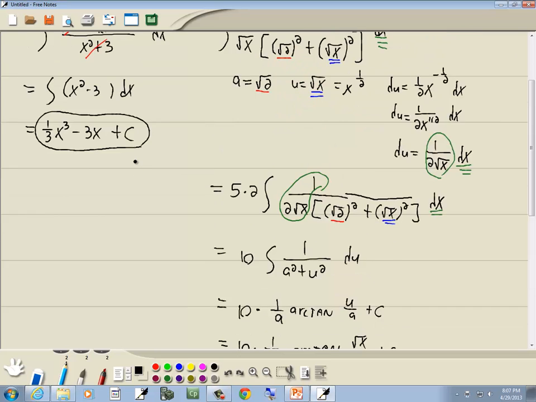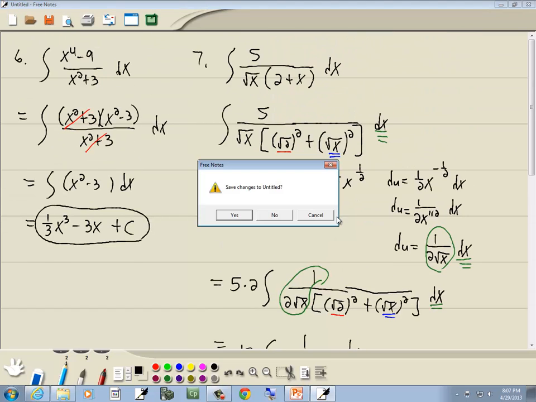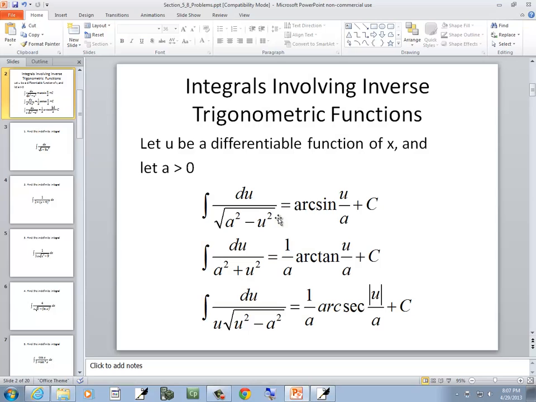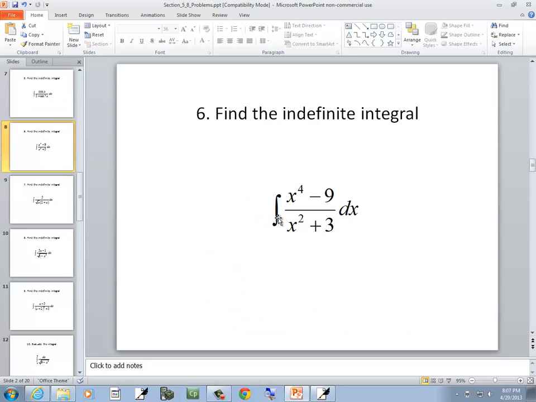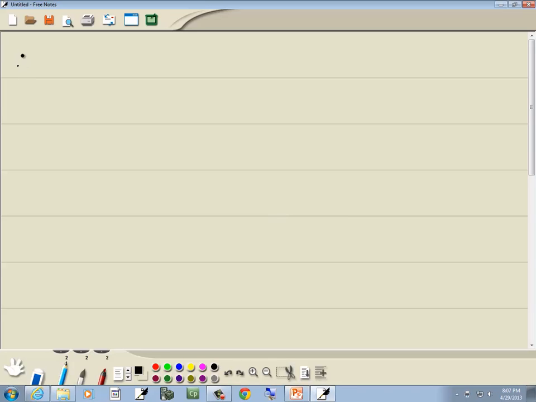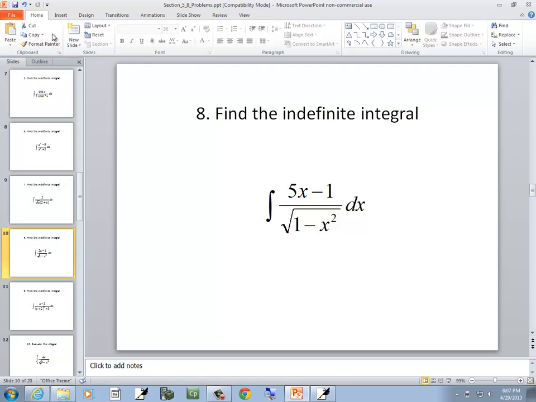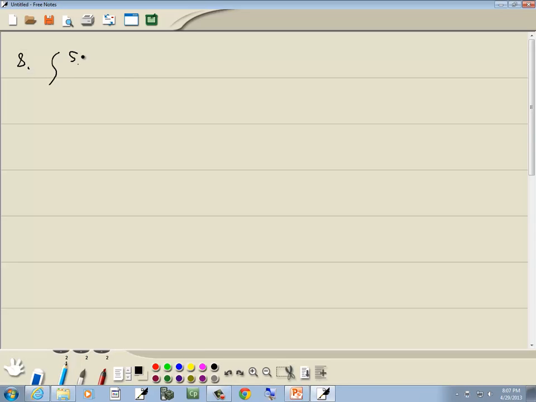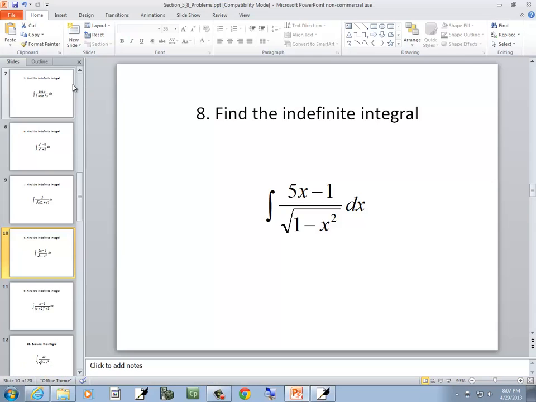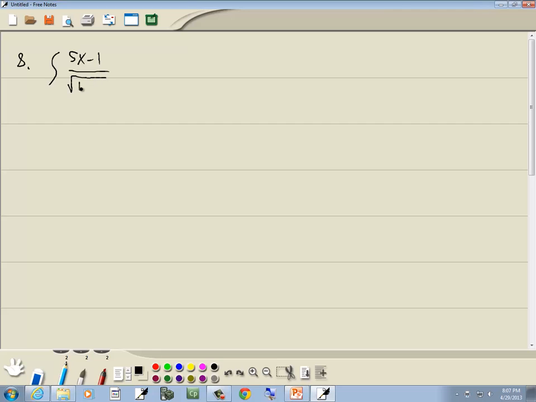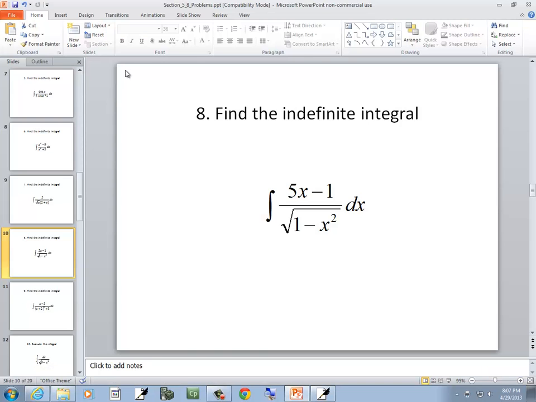What problem was that? That was number 7. So let's take a look at our next one. Let me grab a drink here. So we got the integral of 5x minus 1 over the square root of 1 minus x squared dx.